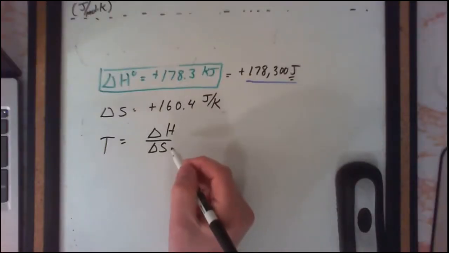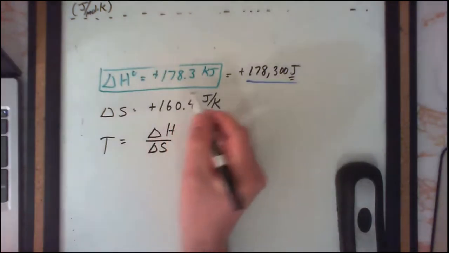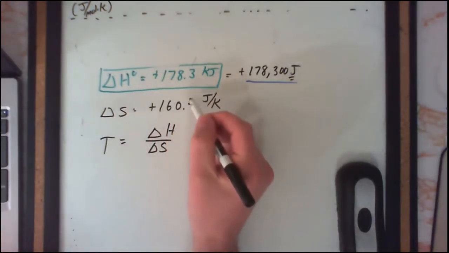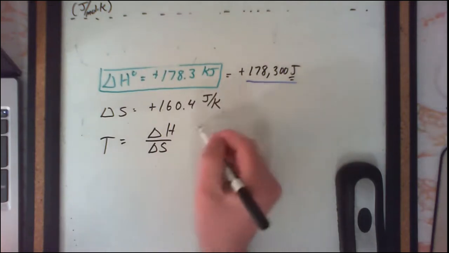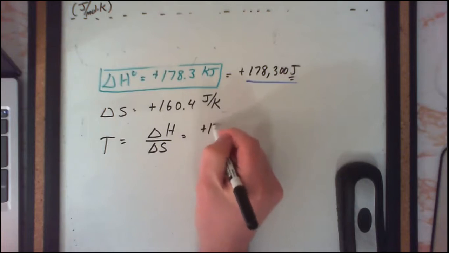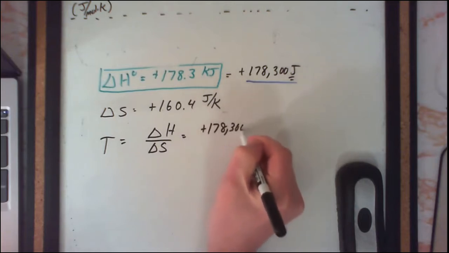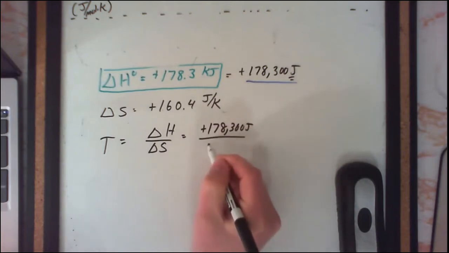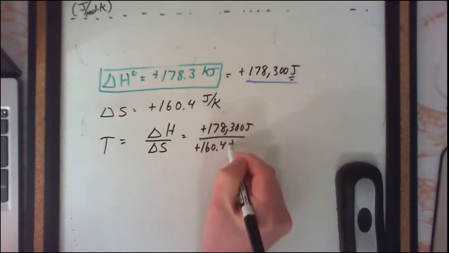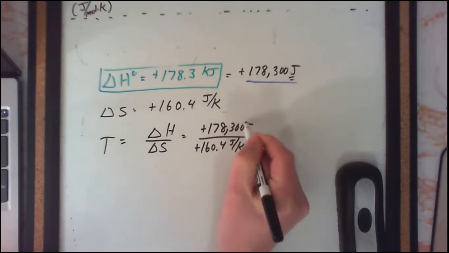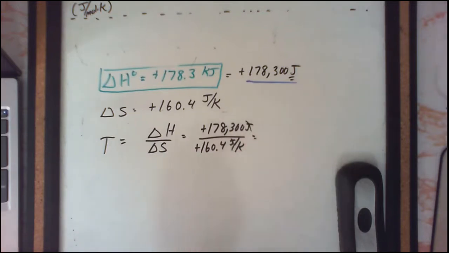So to find this value, as we did before for that physical process, we'll take our delta H value, but keep in mind that if delta S is in joules per Kelvin, we want to make sure delta H is also in joules. So we use our joule number, positive 178,300 joules. Divide that by the delta S value, which is positive 160.4 joules per Kelvin. The joule units will cancel.